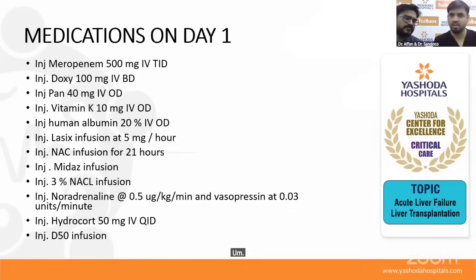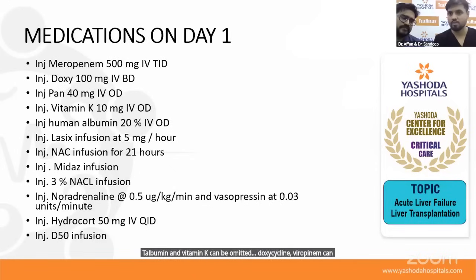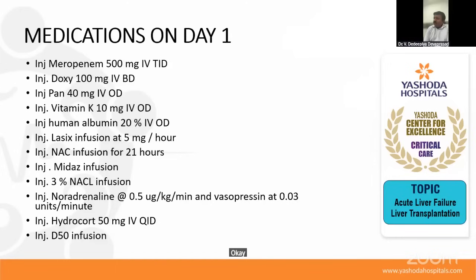Vitamin K can probably be omitted. Albumin can be omitted. Albumin and vitamin K can be omitted. So doxycycline, meropenem can also be omitted. Okay. So what do you think about the role of prophylactic antibiotics in a patient with acute liver failure?